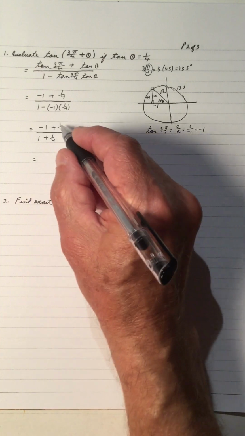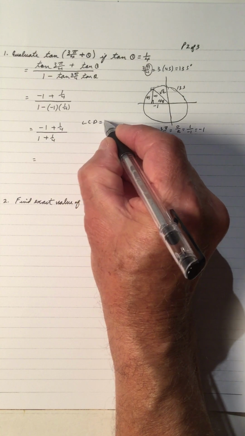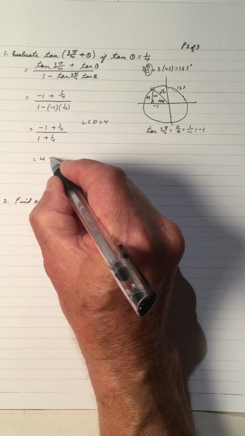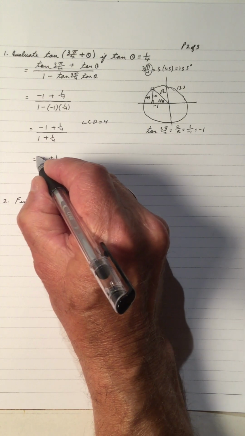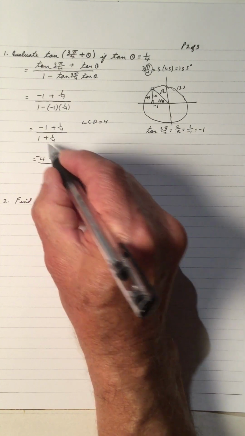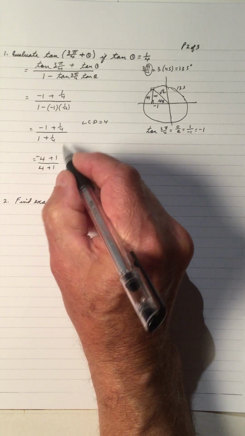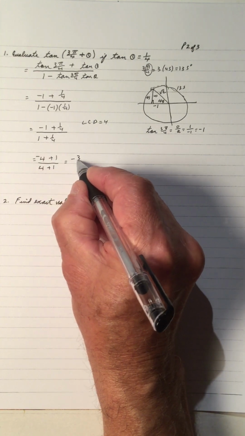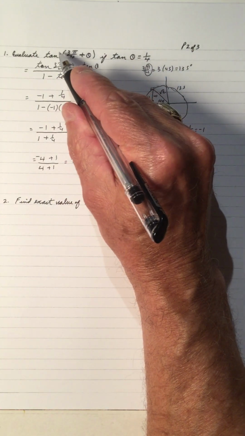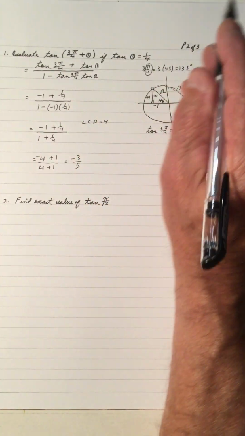Notice now that we have a complex fraction, top and bottom. So the LCD is 4. I'm going to multiply everything by 4. 4 times negative 1 is negative 4. 4 times 1/4 is 1. 4 times 1 is 4. 4 times 1/4 is plus 1. So that gives us negative 3 over 5 as the tan of 3 pi over 4 plus theta.